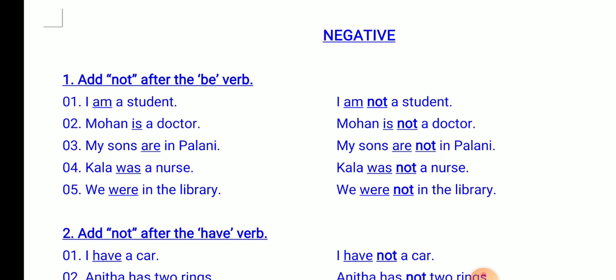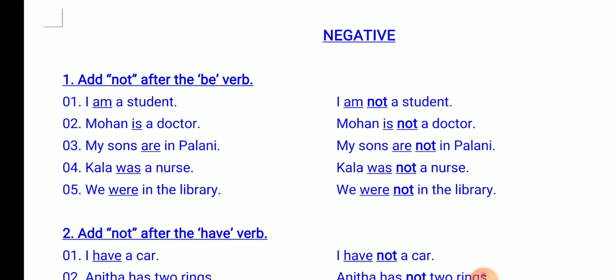The fourth example is Kala was a nurse. Here the verb is was. Add not after was and the sentence becomes negative. Kala was a nurse becomes Kala was not a nurse.